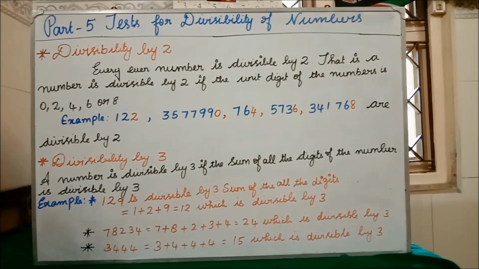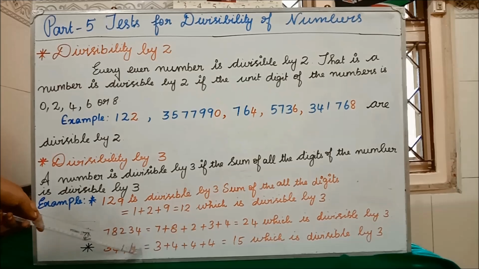Now, if you see here, 78,234 you are having. Each digit separately you have to add: 7 plus 8 plus 2 plus 3 plus 3 plus 4. If you add, we are getting 24, which is divisible by 3 because 24 comes in the 3 table. 8 threes are 24. So this whole number, 78,234, is divisible by 3. Clear all of you? This is very easy, no?